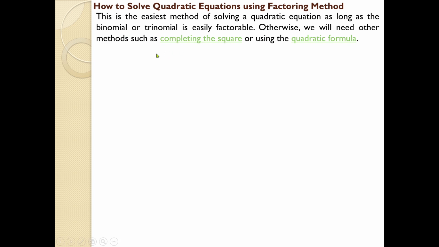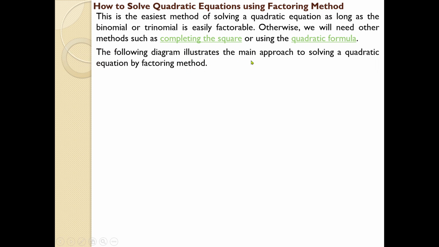And we will need other methods like completing the square or using the quadratic formula. This is the most commonly used method. You will usually be asked to solve a quadratic equation using the quadratic formula. It will be much rarer to solve a quadratic equation using the factoring method or completing the square. Then again, let us go through these two methods, because if the question specifically mentions solving a quadratic equation using any of these three methods, definitely you have to follow the method specified in the question. So first one, the factoring method.